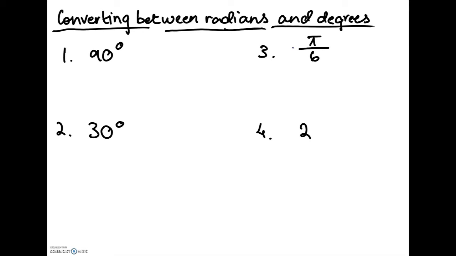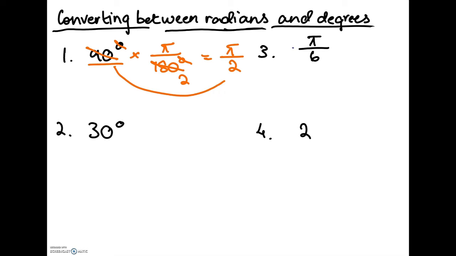Okay, so we're going to be converting between these values and their counterparts, so either radians or degrees. So let's take our first example. We have 90 degrees. 90 degrees has the degree symbol next to it, so you're going to multiply it by pi at the top and the degree symbol at the bottom. So you're going to cancel out the 2 degree symbols. If you cancel these out, you'll get 2, so your final answer is pi over 2. So 90 degrees is pi over 2 in radians.